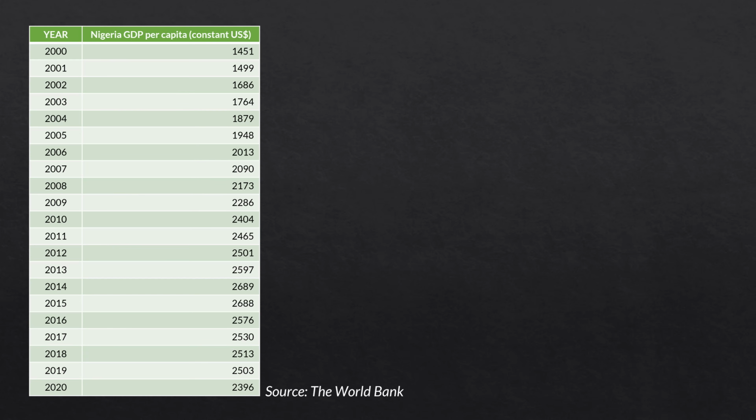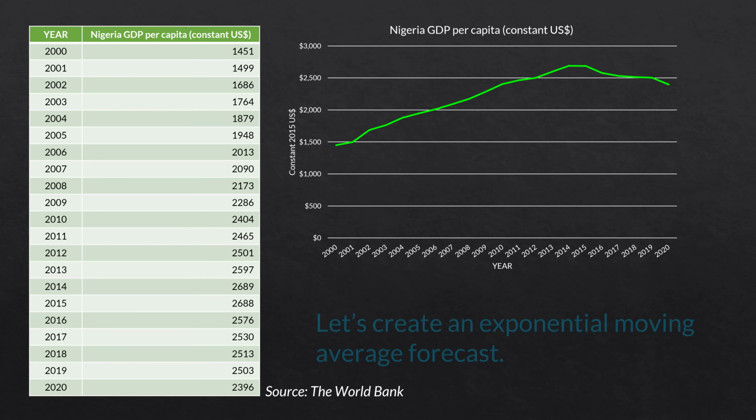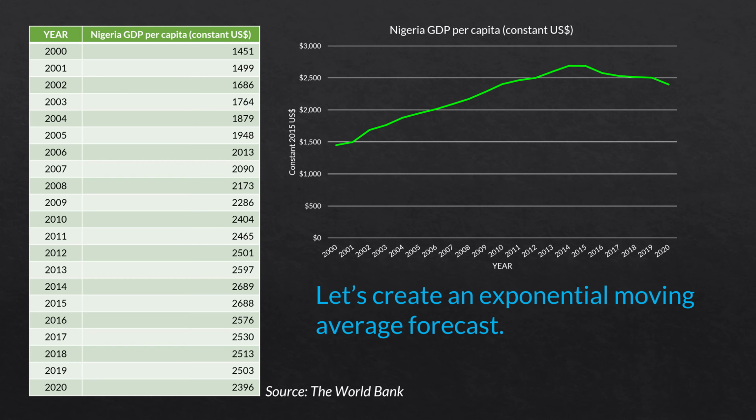Let's get started. So here is the data we've been using up to this point in this series. It is Nigeria's GDP per capita from the year 2000 up through the year 2020. We put it on a chart and it looks like this. So the task in this video is to create an exponential moving average for this data.